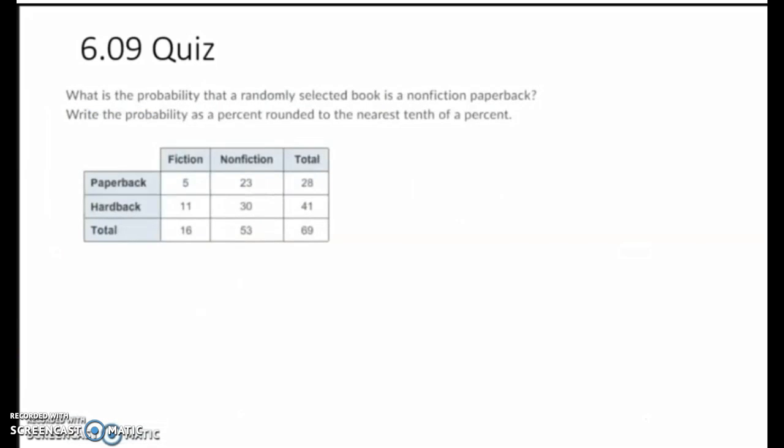Finally, we have this question that says, what is the probability that a randomly selected book is a nonfiction paperback? Write the probability as a percent, round to the nearest tenth of a percent. So paperbacks are right there. That is the column for nonfiction and the row for paperback. There are 23 that are nonfiction paperbacks out of 69. 23 divided by 69, you'll get your answer there.